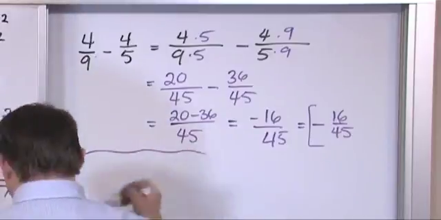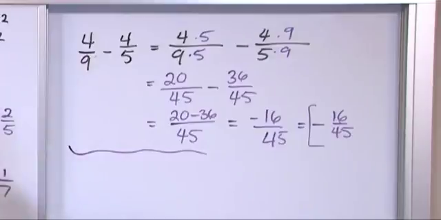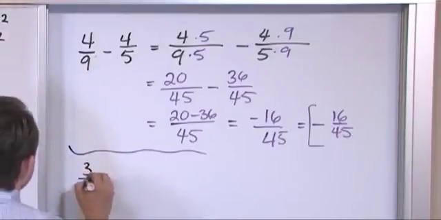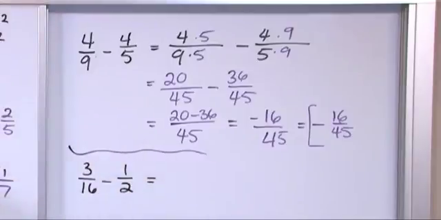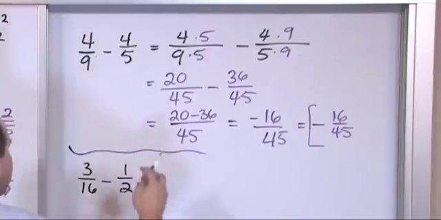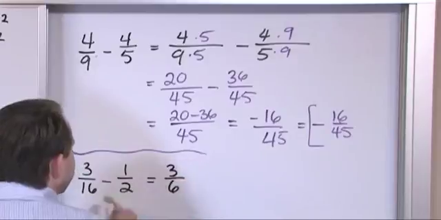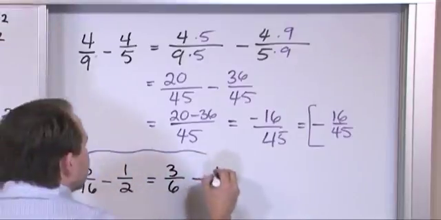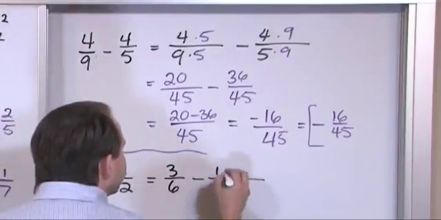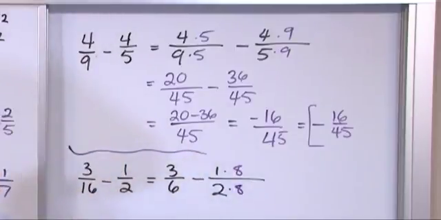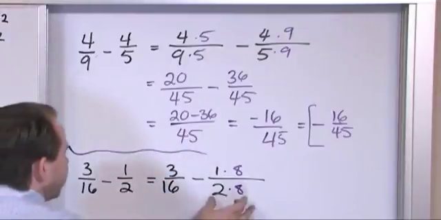All right. What if we had 3/16 minus 1/2? Well, in this case, I noticed that if I take 2 and multiply it by 8, I'm going to get 16. So I can just mess with that one fraction by itself. So what if I have 3 over 16, leave it alone, minus 1/2. And I'm going to take this fraction and multiply it by 8, and multiply it by 8. Because this denominator will then give me 16.